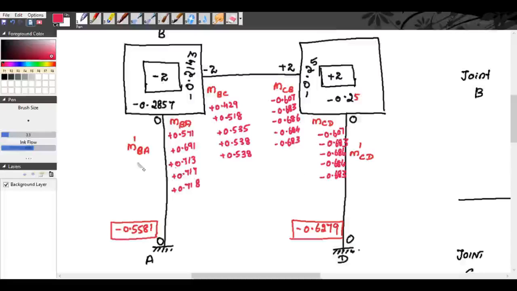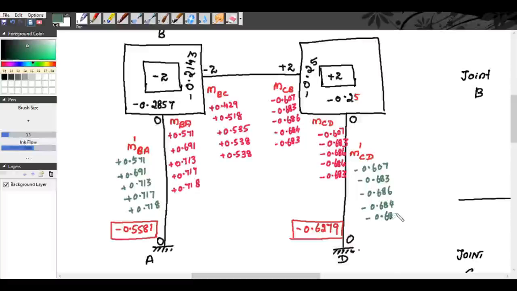Now the displacement contributions. M dash BA is equal to plus 0.571, plus 0.691, plus 0.713, plus 0.717, plus 0.718. For M dash of CD, it is minus 0.607, minus 0.683, minus 0.686, minus 0.684 and minus 0.683.